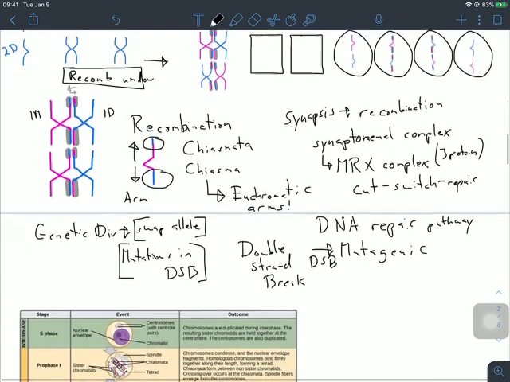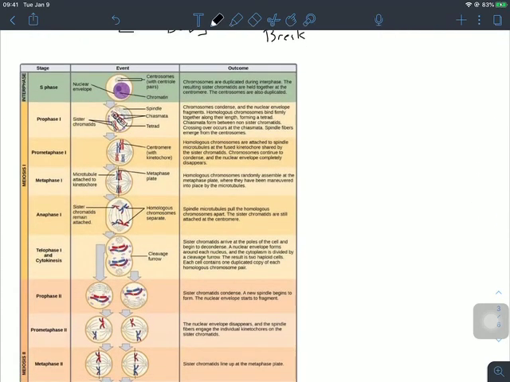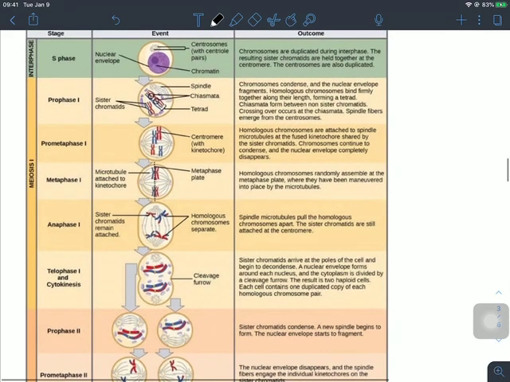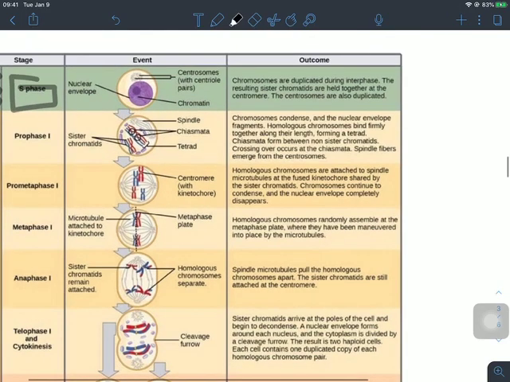Now, your book also lays this entire process out with events and outcomes. So let's go ahead and read through this and make sure that we understand all of the vocabulary being used here. So it highlights the fact that during interphase, particularly the S phase, the chromosomes are duplicated, resulting in sister chromatids that are held together at the centromere.